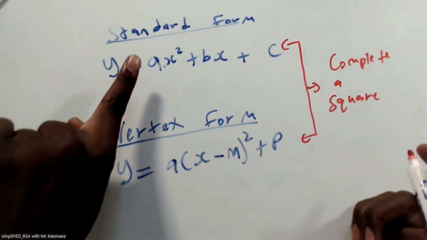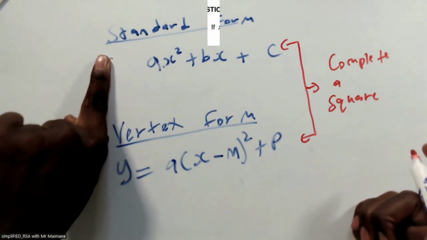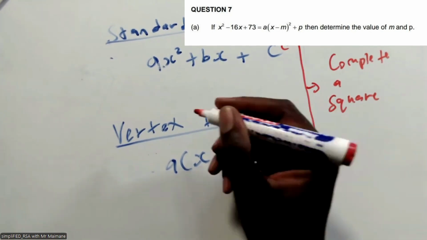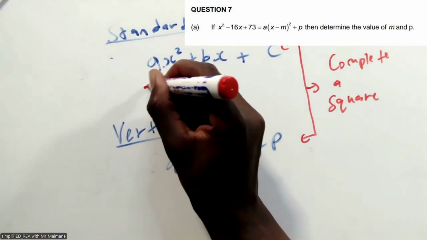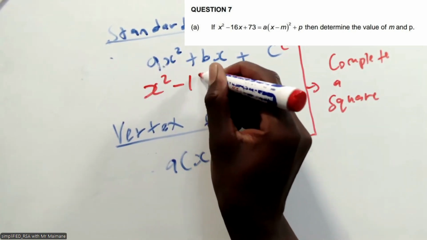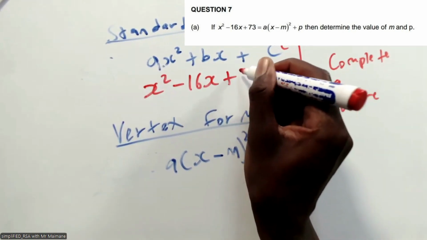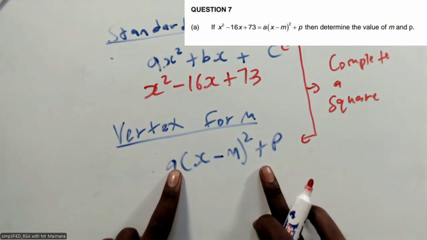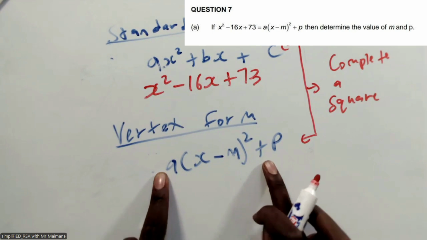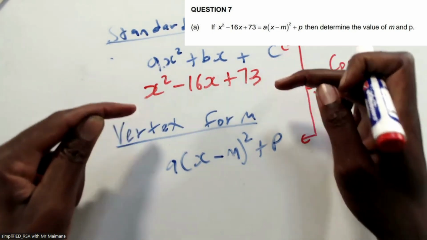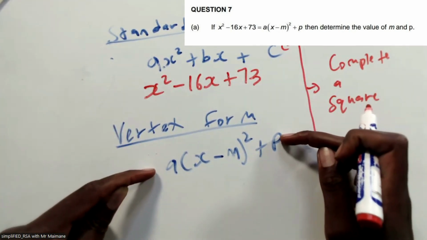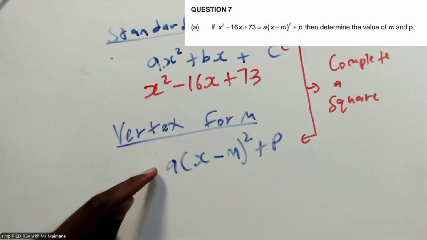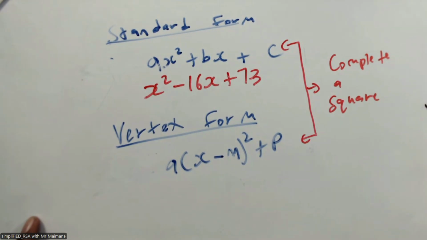So in this case, our question doesn't have y is equal to. We only have that x squared minus 16x plus 73. We must write this in the form of this. We must show that this is equal to this, meaning we must complete a square from this to achieve this. That's how we can determine the values of m and p. Now, let's do that. Let's complete the square on this one.